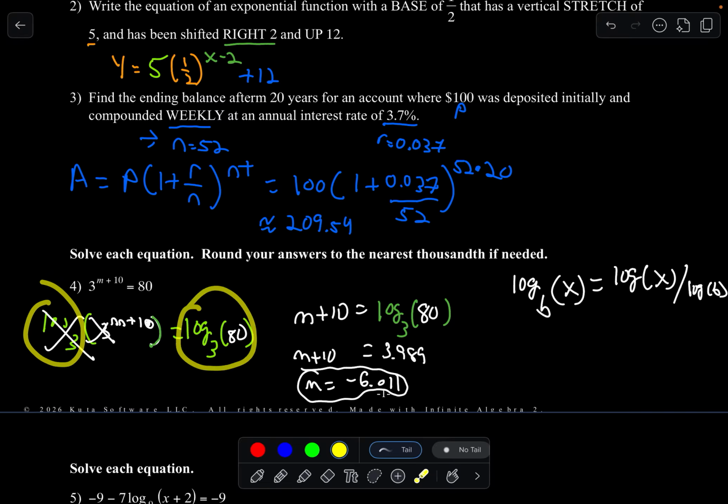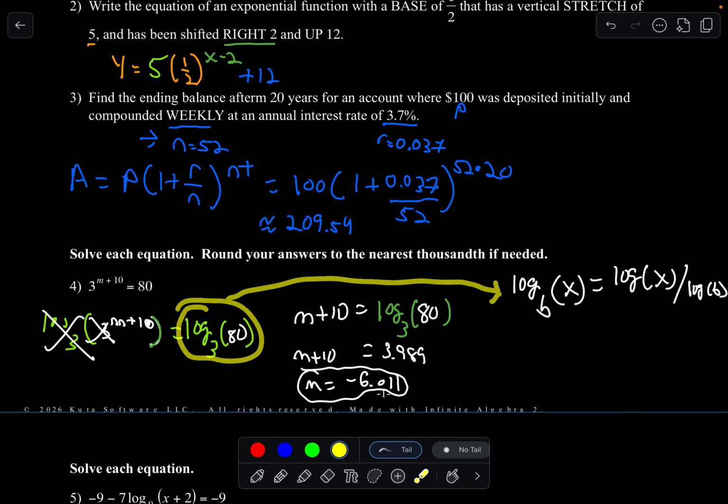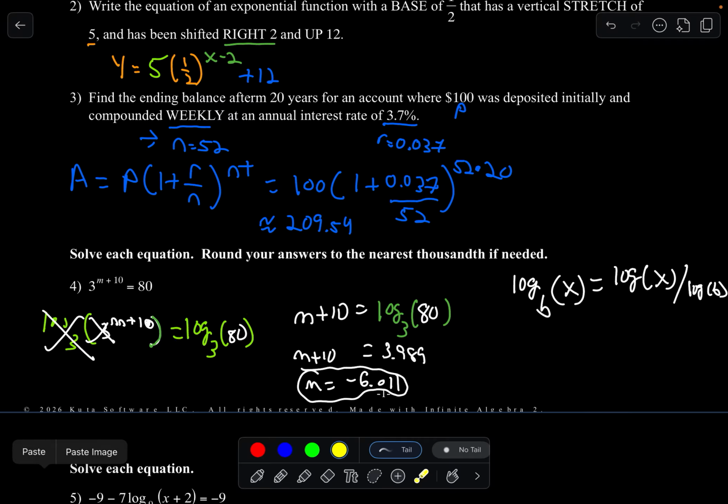And notice if I did log base 3 of the left side, I had to do it to the right. And then we had to use the change of base, which will be given to you, so you don't have to panic about knowing that. And we ended up coming up with an ugly decimal answer of negative 6.011.